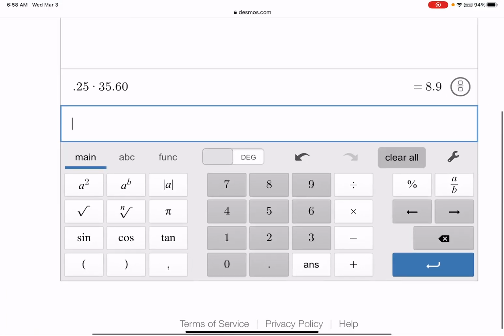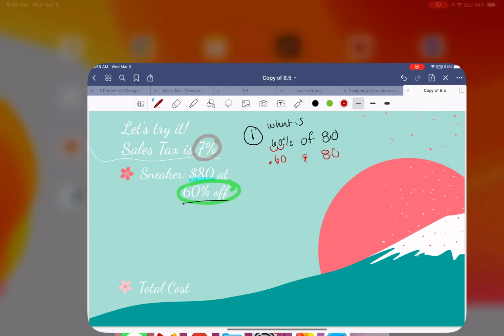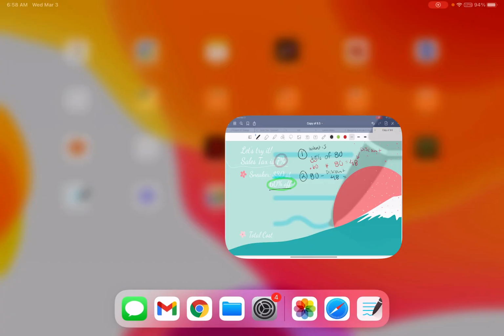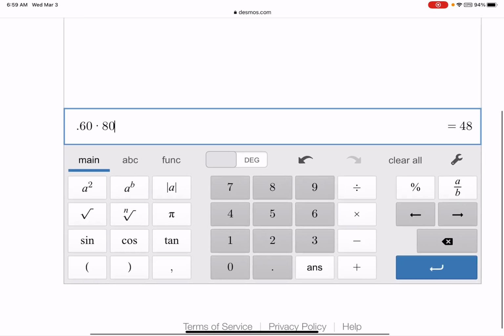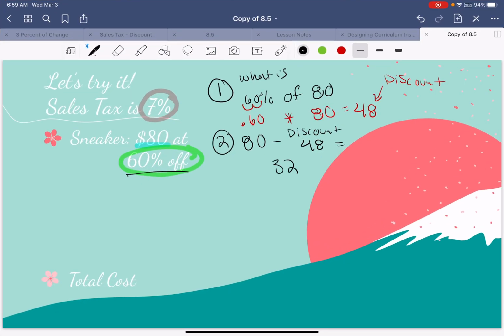So we're going to do 0.60 times 80, and we get $48. So this is our discount, right? This is how much we can take off of the price. So step 2 is to take the price, 80, and subtract the discount, or $48. So we're going to come over here and do 80 subtract 48, and we get 32. So this is the new price, okay? This right here is the new price.